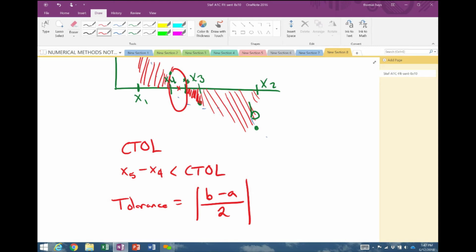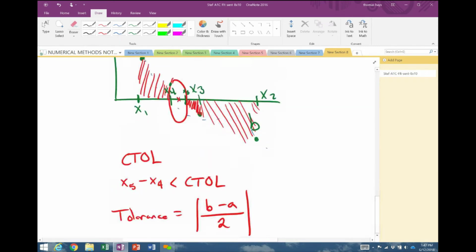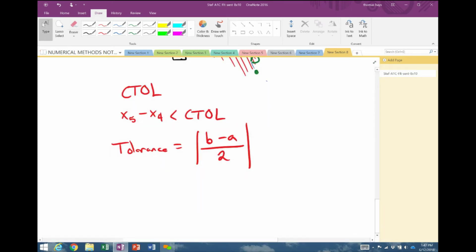But if you really think about what's going on here, you're most directly concerned about the uncertainty of the region that the answer could be within. So that distance, in my opinion, between x4 and x5, or your most recently updated A and B points, is the most critical number to track. So that is the bisection method.